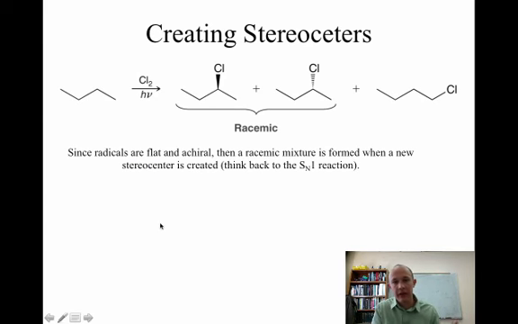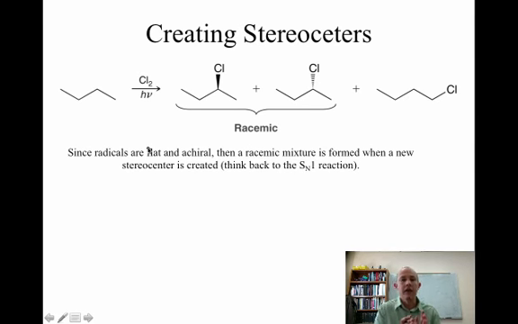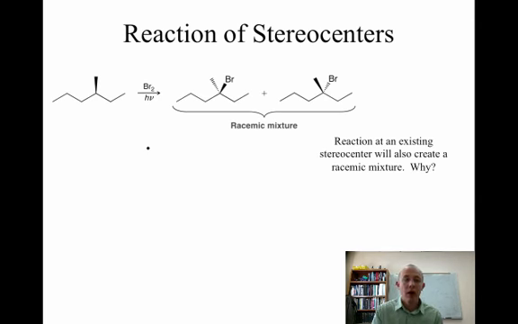So chlorination is going to give a mixture of products here, where we're going to get a racemic mixture of the R and the S stereoisomers, and also this product. Since radicals are flat, they're not chiral. They can get chlorinated from either face, and you're going to form an equal mixture of both stereocenters. One thing that's slightly more confusing, though, is what if we undergo radical reaction at a stereocenter?